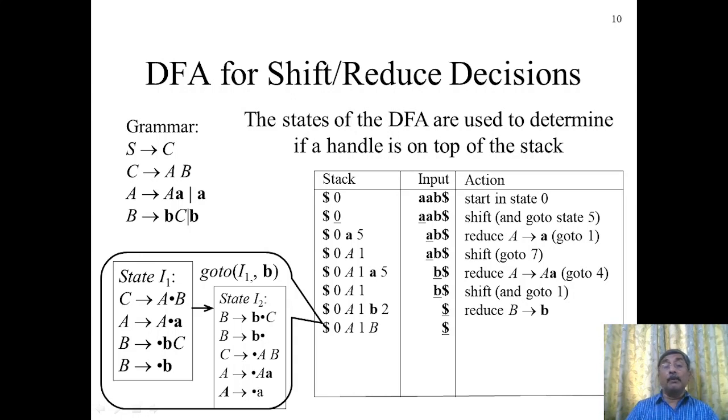For the time being, I'm resolving this crisis like this: since the input symbol does not have anything which I can use to shift, I'm going for a reduction. So I go for a reduction.